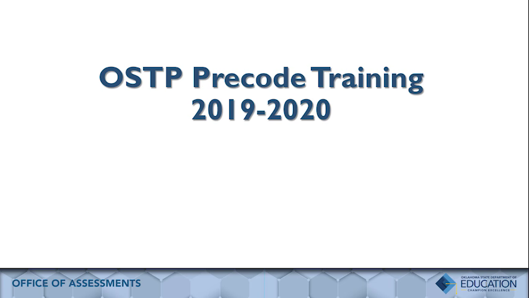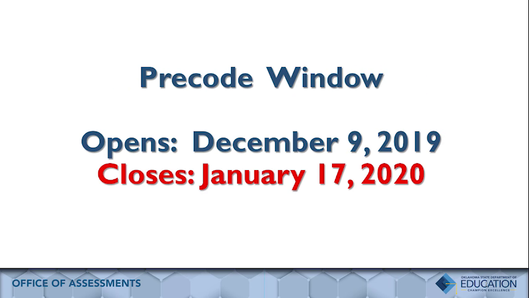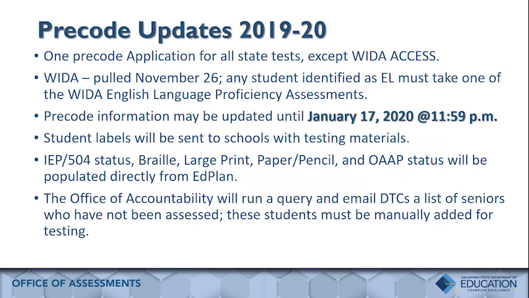2019-2020 OSTP assessments. This year, Precode opens on December 9, 2019, and it closes on January 17th. Again, January 17th is the deadline to have Precode certified. There have been some updates made for this year. First, there is a single Precode application for all state tests except WIDA Access, which was pulled on November 26th. For all other state tests, Precode information will be pulled January 17th at 11:59 p.m.